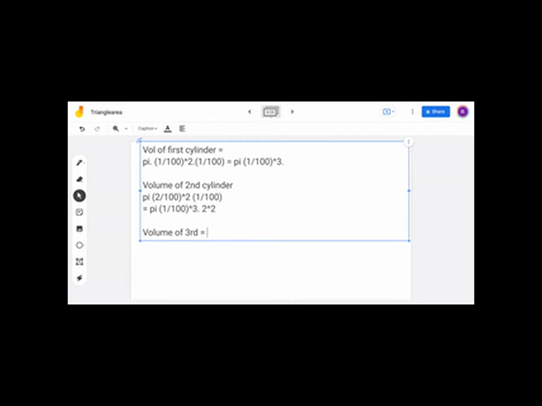What do I need to change here to make it correct? Third one? 3 squares, sir. Okay, 3 squares. And exactly.